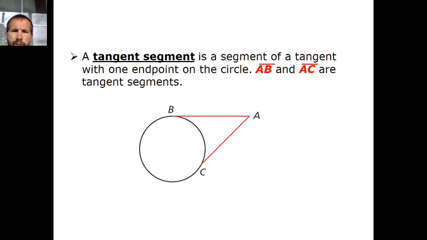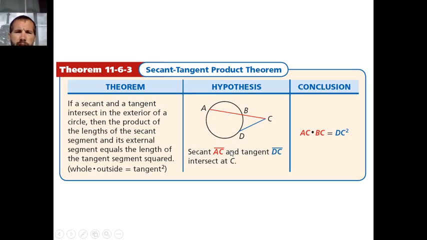All right, and then our final theorem that we're going to get to involves tangents. So a tangent segment is a segment of a tangent with one endpoint on the circle. So AB and AC are both tangent segments. So here's the theorem for when a tangent line intersects a secant line. If a secant and a tangent line intersect in the exterior of a circle, the product of the lengths of the secant segment and external segment equals the length of the tangent segment squared.